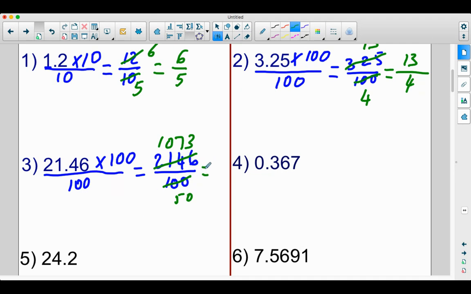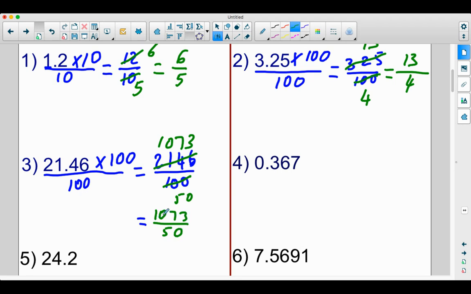Let's write that right here. Hold on. I don't have enough space right here, so I'll write it right here. So that's 1073 over 50.